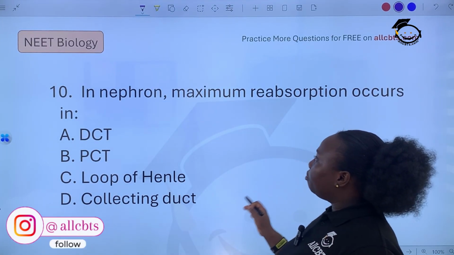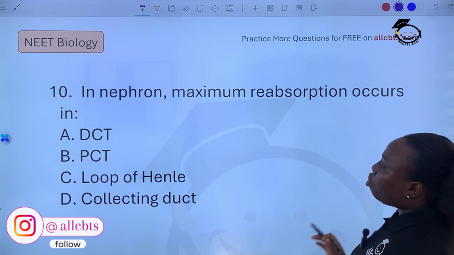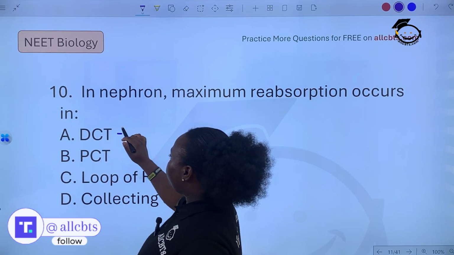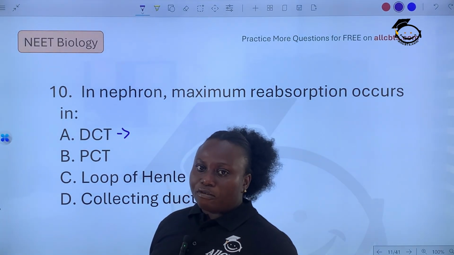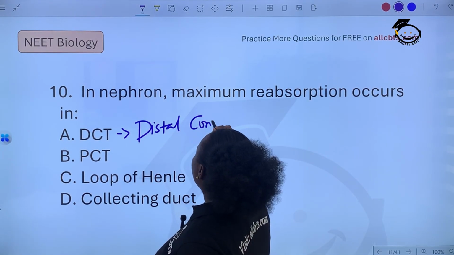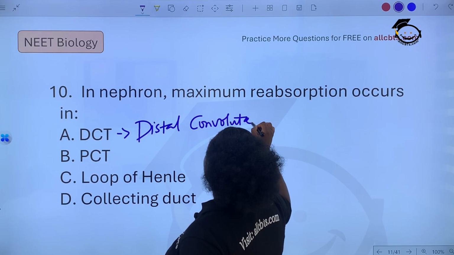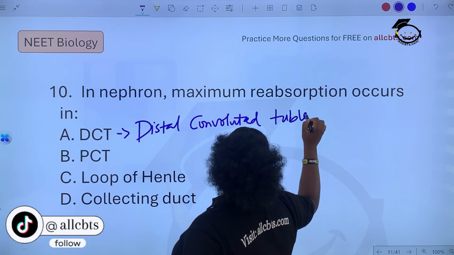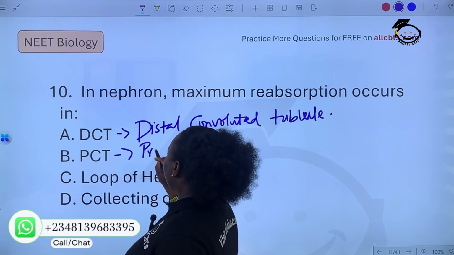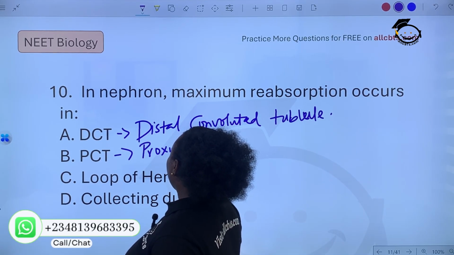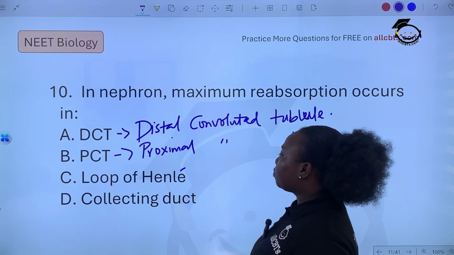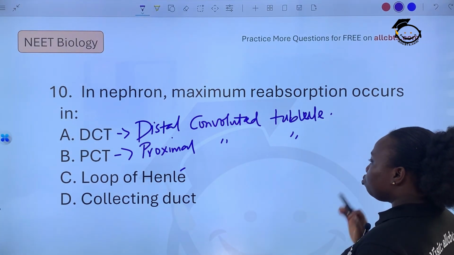Number 10, in nephron, maximum reabsorption occurs in the what? A, the distal convoluted tubule. DCT means the distal convoluted tubule. B, the PCT, means the proximal convoluted tubule. C, we have the loop of Henle, while D, we have collecting duct.